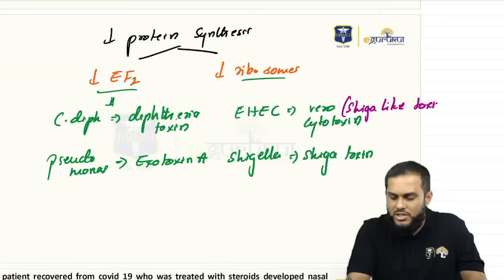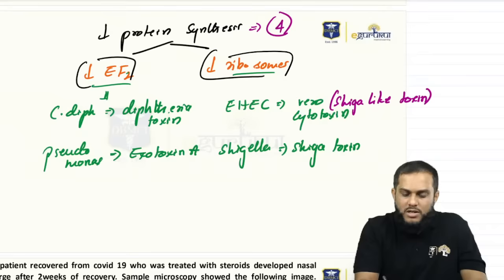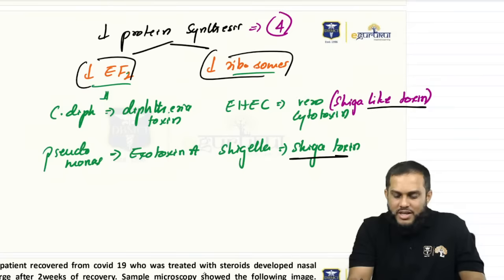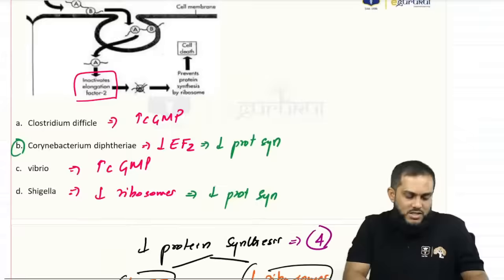We have 4 toxins which act by inhibiting protein synthesis. Out of these 4 toxins, 2 act by inhibiting EF2 and 2 act by inhibiting ribosomes. Easy to remember. There is no need of mnemonics, don't go for mnemonics. Very simple: Shiga toxin and Shiga-like toxin act on ribosomes, and the remaining, Corynebacterium diphtheriae and Pseudomonas, inhibit EF2. Very simple, easy to remember. So that's why the answer here is Corynebacterium diphtheriae toxin acts by inhibiting EF2. Moving on to the next question.